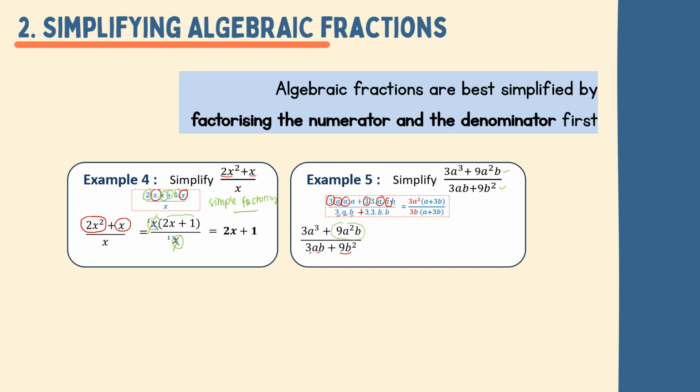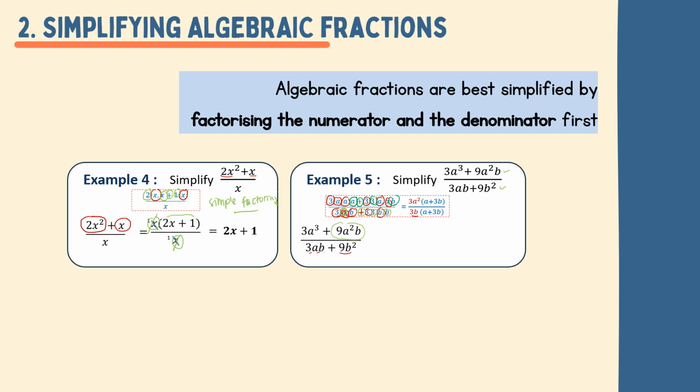And what's inside the bracket? Inside the bracket is a squared plus 3b here. And do the same thing for the denominator. Find the common factor. The common factors are 3 and a. Oh, there's no a, sorry. 3 and b. Yeah, 3 and b. So it's 3b as the HCF. Put it outside the bracket. And what's inside the bracket? Inside the bracket is a plus 3b.